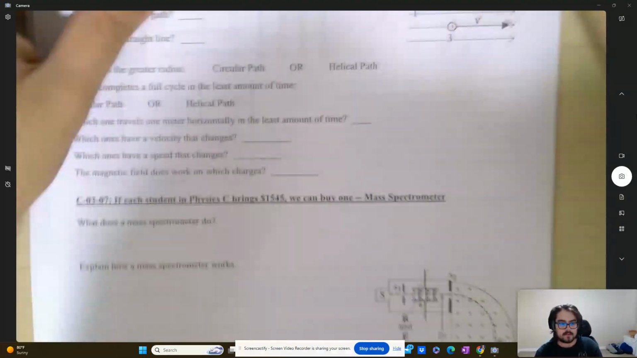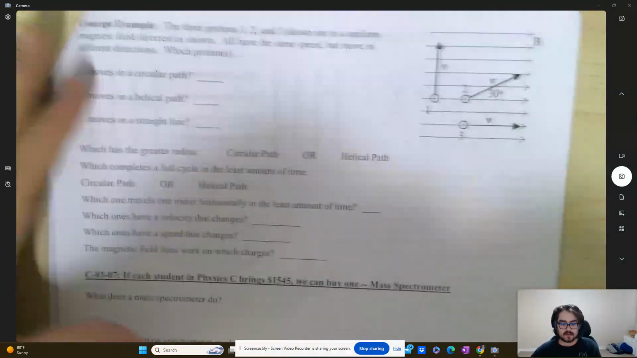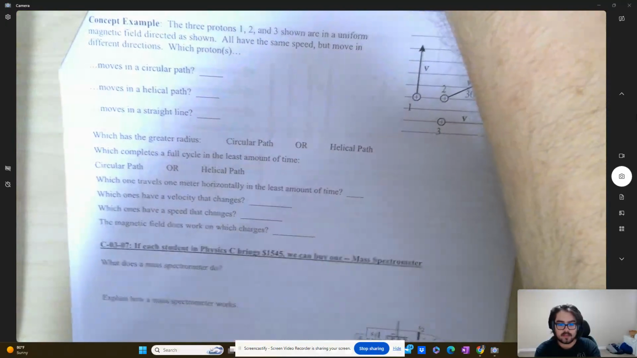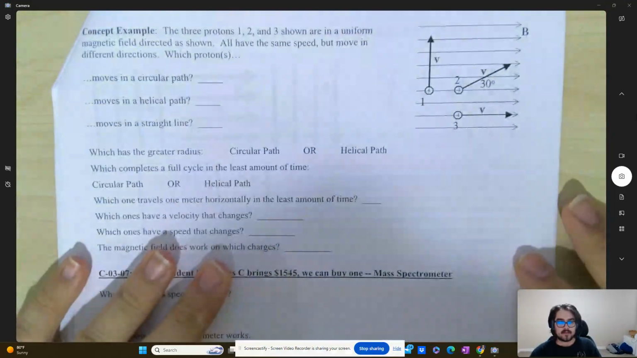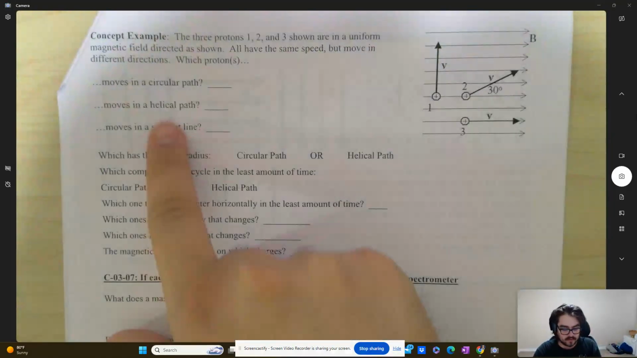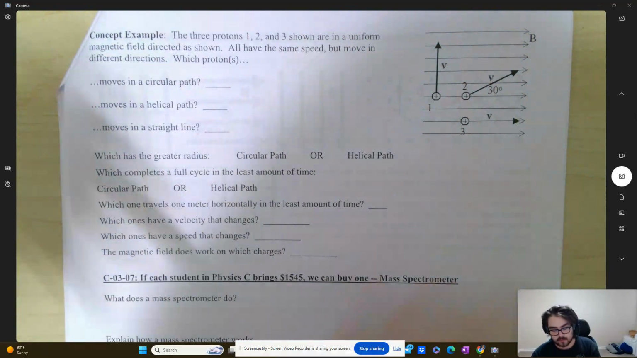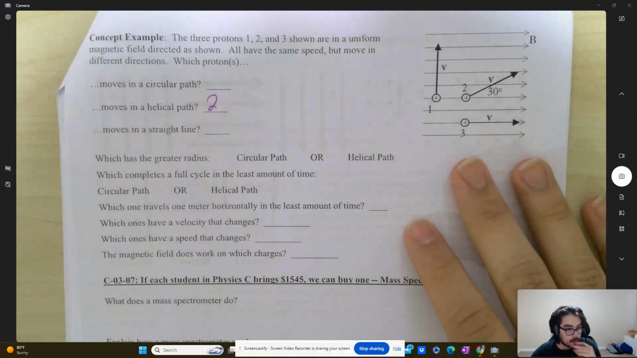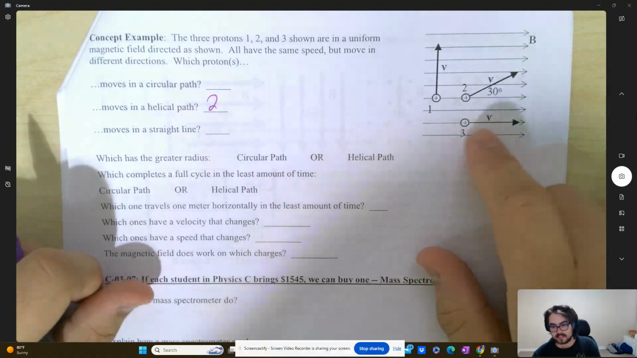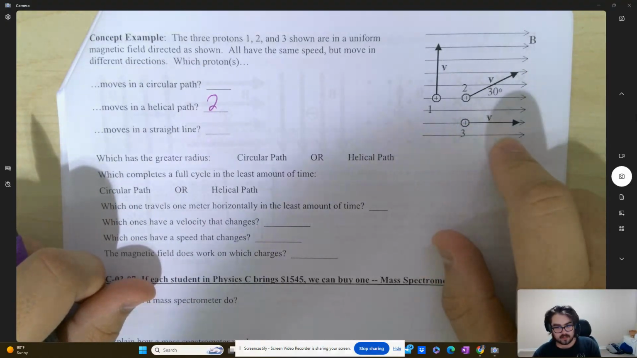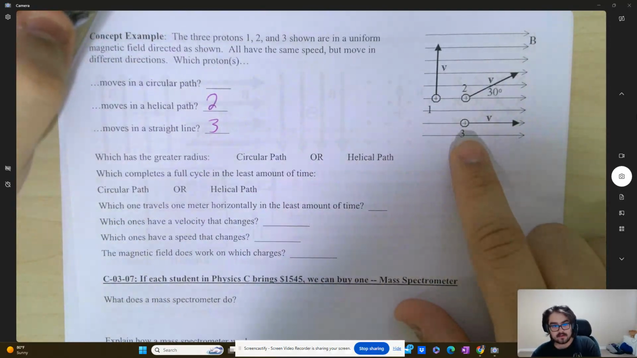And so the final example here for this section is there are 3 protons, 1, 2, and 3, all in a uniform magnetic field as shown. All of these have the same speed but move in different directions. We already figured out which proton should move in a helical path, right? It's going to be the one that's very similar to the last example, which would be number 2. Notice how 3 has no component perpendicular to the B field, so it is not going to undergo any circular motion. There's no force acting on that velocity. Therefore, 3 should go in a straight line.